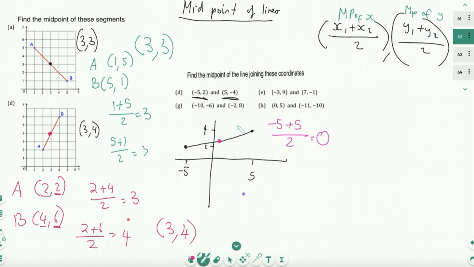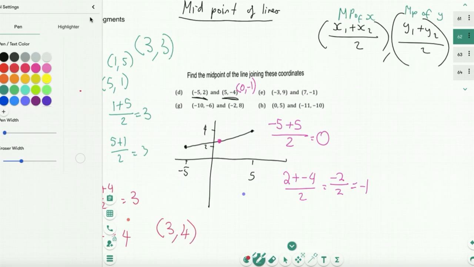And we'll do the same thing for the y coordinates. 2 plus -4 over 2. A plus and a minus turns into a minus, so it's going to be 2 minus 4, which is -2 over 2. -2 divided by 2 is -1. So the midpoint between these two coordinates is going to be 0, -1.